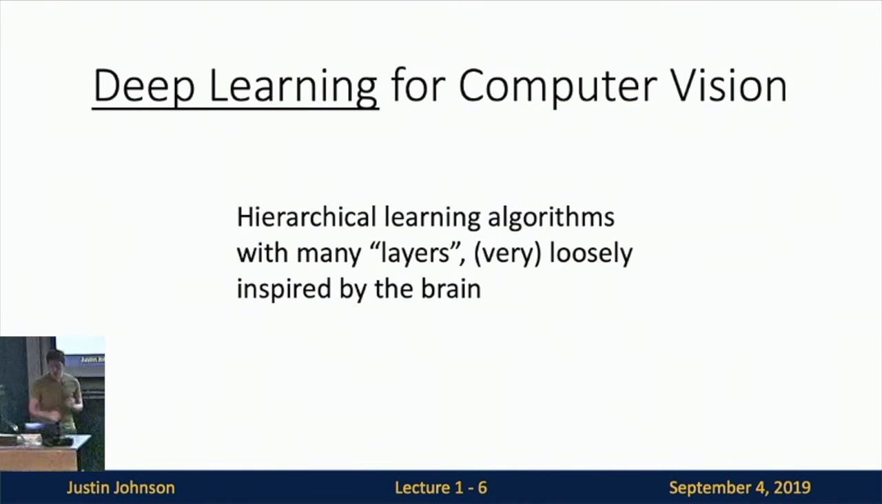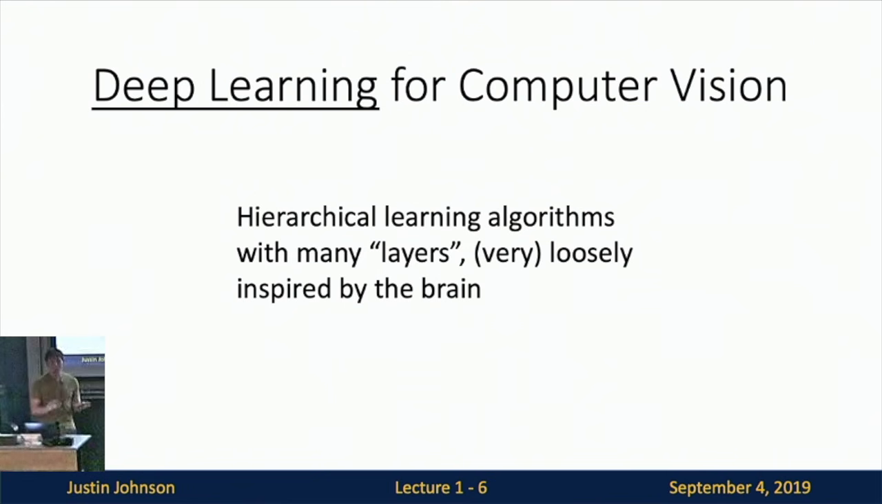So now, when we think about deep learning, it is yet another subset of machine learning. Deep learning is maybe a bit of a hypey, buzzwordy name, but my definition is that it's a type of machine learning that consists of hierarchical learning algorithms with many layers, whatever that means in the context at hand, that are very, very loosely inspired by the architecture of the mammalian brain and sometimes the mammalian visual system.